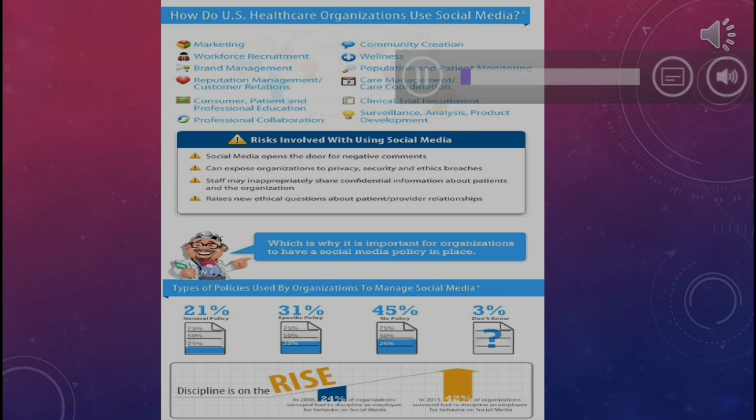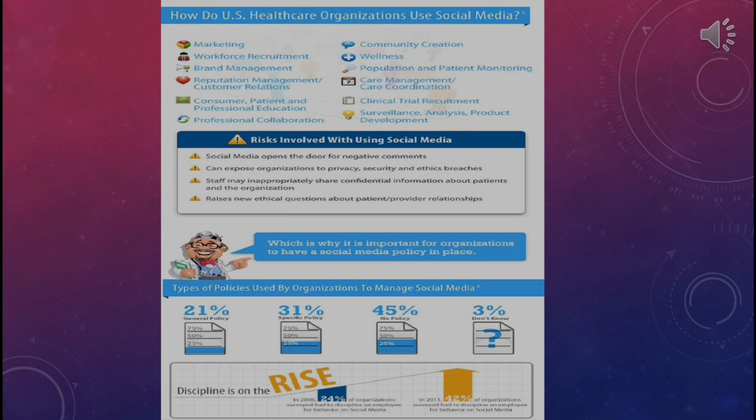So, how do US healthcare organizations use social media? Here are some of the list, as you can see on this table: marketing, workforce recruitment, brand management, reputation management and customer relations, consumer, patient, and professional education, professional collaboration, community creation, wellness, population and patient monitoring, care management and care coordination, clinical trial recruitment, surveillance analysis, and product development. So, as you can see, social media brings a lot of benefits to healthcare organizations.